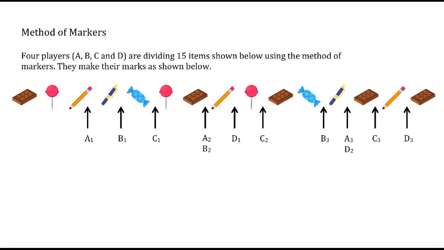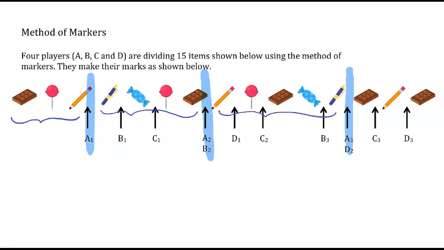First, player A placed 1 mark between items 3 and 4. Their next mark was between items 7 and 8. Their third marker they placed between items 12 and 13. That means that player A would be satisfied if they received items 1 through 3, 4 through 7, 8 through 12, or 13 through 15. They consider each of these portions a fair share.